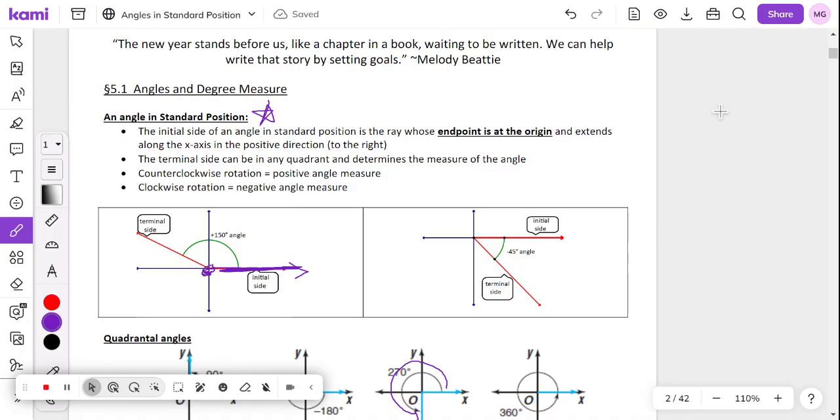And if the angle is going counterclockwise, like this one is, our terminal side is here, and that is a positive degree angle. And if an angle is going clockwise, this will be an angle with a negative degree. So now the direction that the angle goes will indicate whether it's positive or negative.